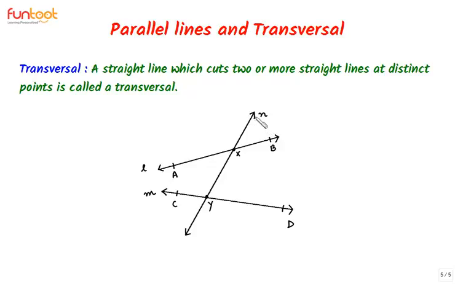In this figure, N is the transversal because it is cutting two lines, line L and line M, at two distinct points X and Y. So line N is the transversal here.